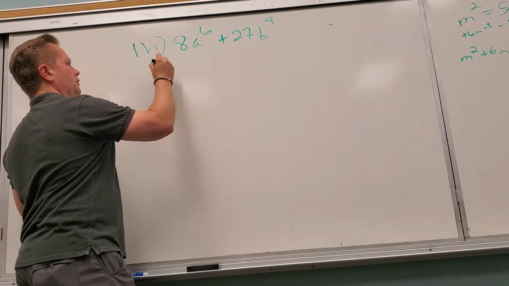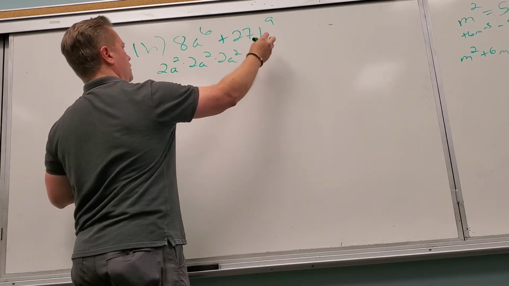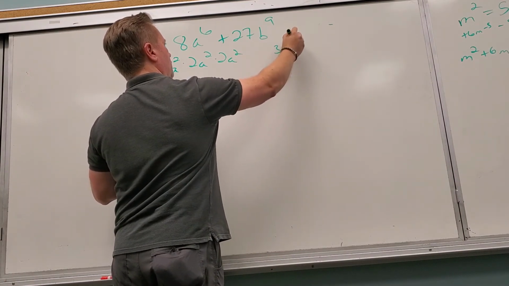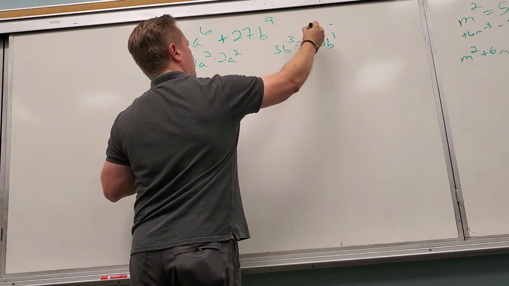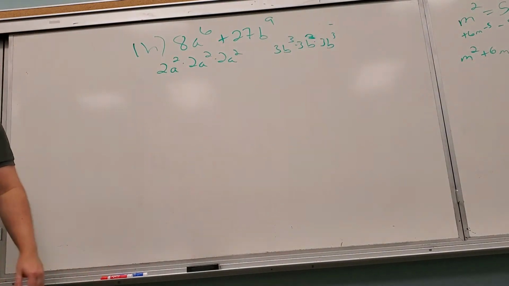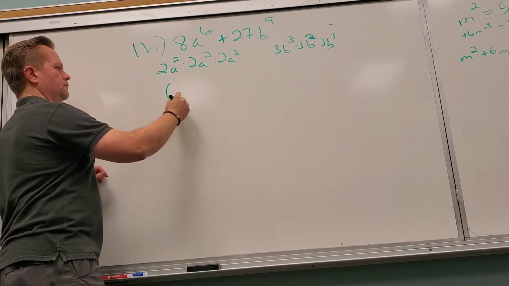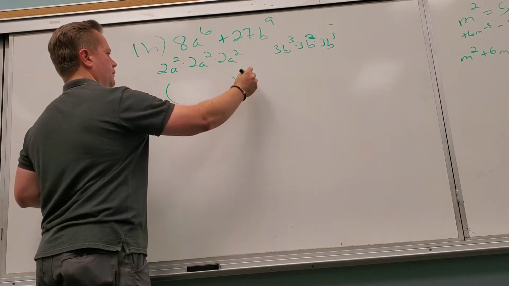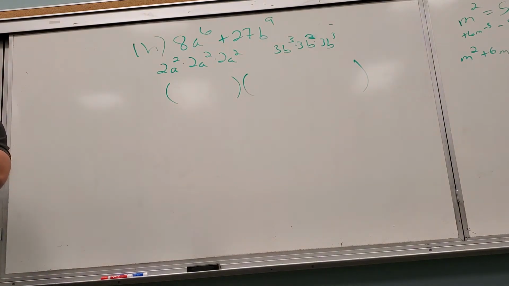So 8a^6 would be 2a squared, 2a squared, 2a squared. 3b cubed. It's beautiful. And symmetry there. I like it. Okay, got it. Right? 2, 2, 3, 3. It's beautiful. You don't have to use that word. Keep going. And then what do I put down here? 2a squared. Plus those guys, little guy, big guy. Just humor me.